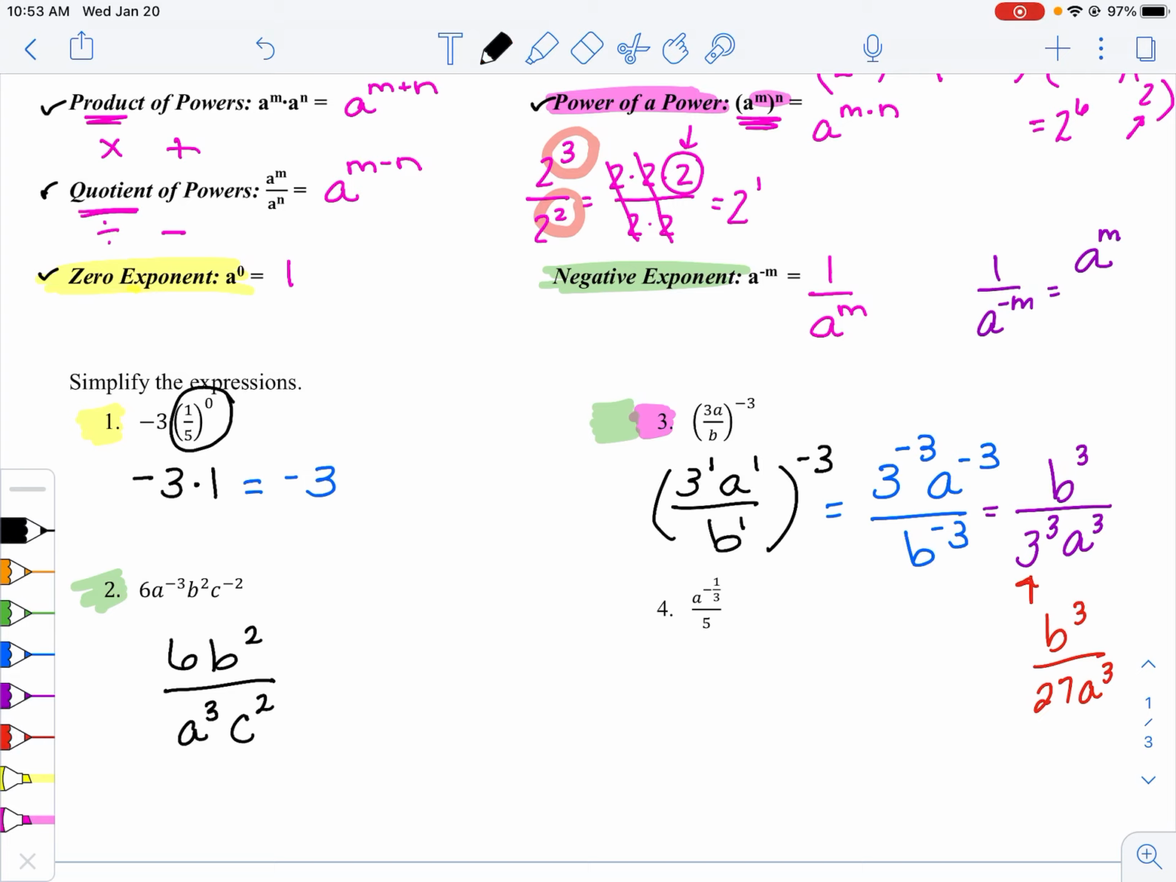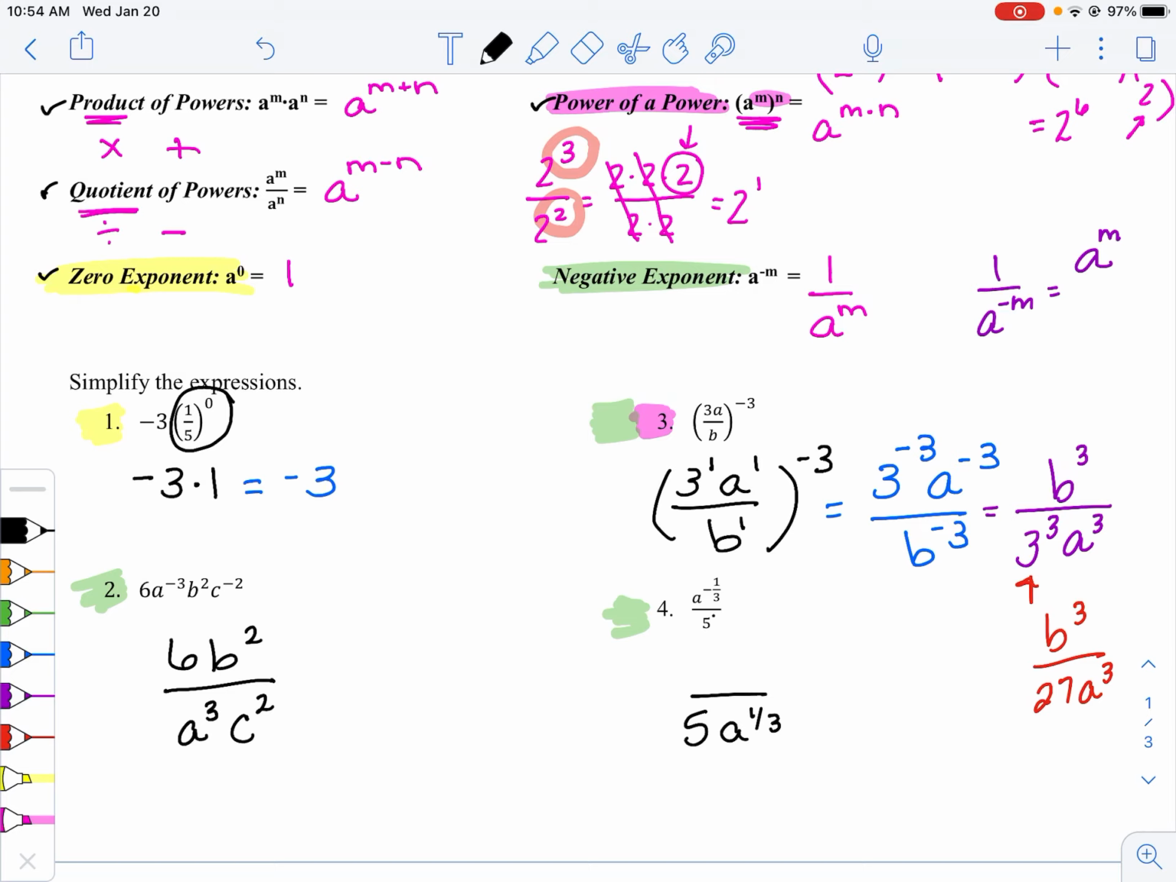All right, moving to number 4, a to the negative 1/3 over 5. So it's not product or quotient because, again, I don't have any like bases. It's not power of a power because I don't have an extra exponent anywhere. It's not zero exponent, so this is another example with a negative exponent. That a to the negative 1/3 isn't happy where it's at. So it's going to move down to the bottom with the 5.